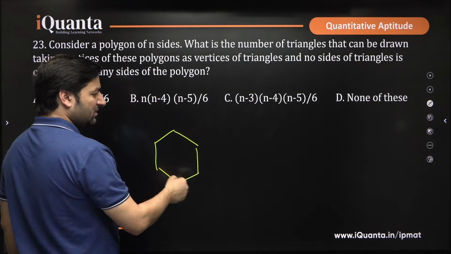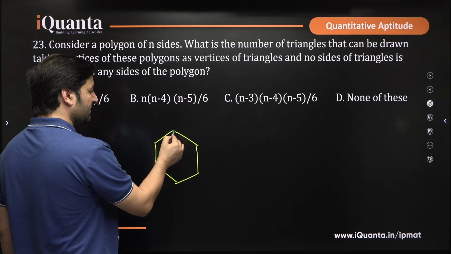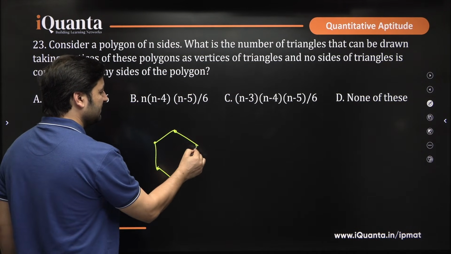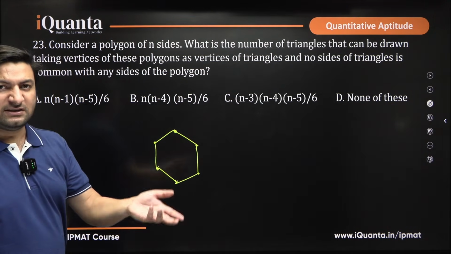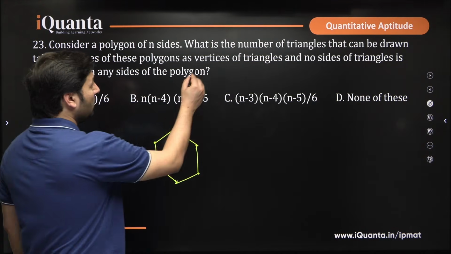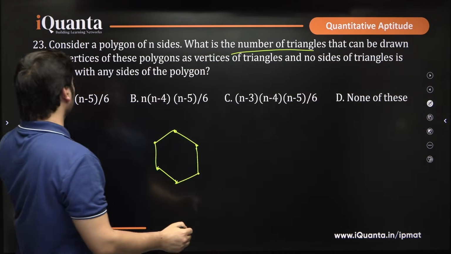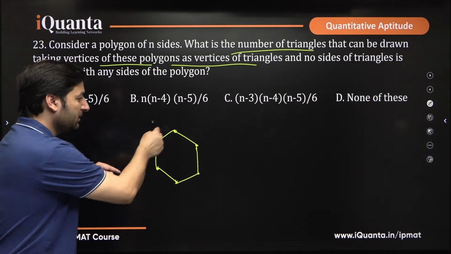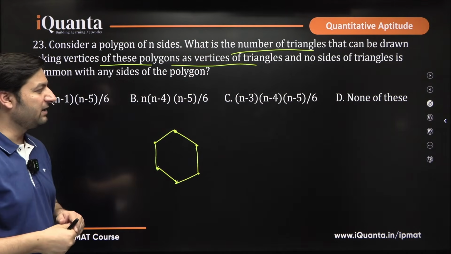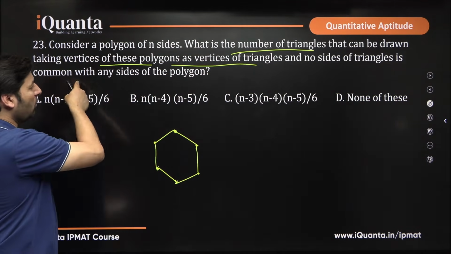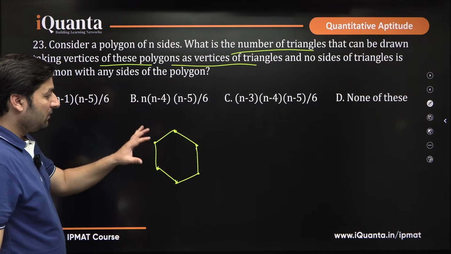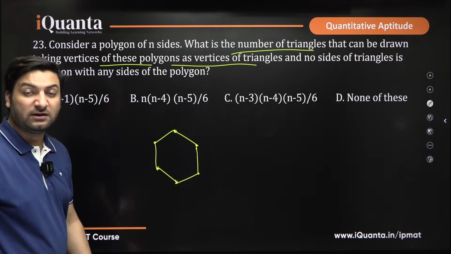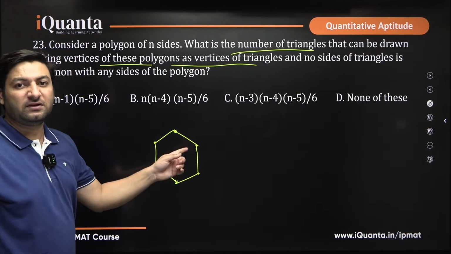In this question we have a polygon of n sides. So this is a polygon having 6 sides. How many vertices are there? 1, 2, 3, 4, 5, 6. So remember, the number of sides is equal to the number of vertices in a polygon. What is the number of triangles that can be drawn taking vertices of these polygons as vertices of triangles? Vertices of the polygon should be vertices of triangles, and no side of the triangle should be common with any side of the polygon. We have to make sure that whatever triangle we form using the vertices of the polygon, it should have no side common with the polygon.